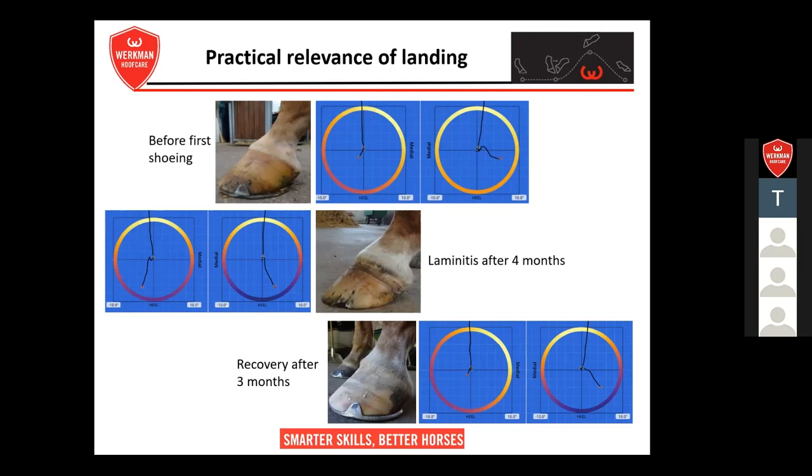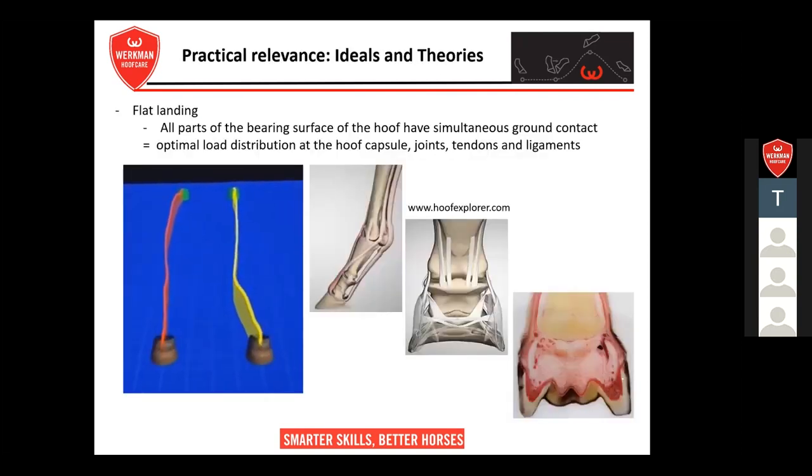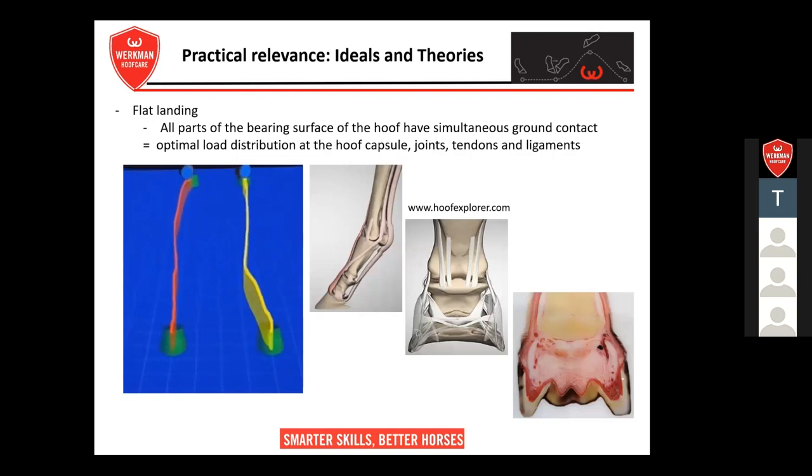This will be something very different if you have chronic pain for more than maybe 3 or 6 months, or maybe over years. There, of course, you will not have such a nice outcome that horses come back to their normal gait pattern. But this example shows that we can see quite a lot in the motion pattern during landing. And the practical relevance is also interesting because we have some ideals in our head.